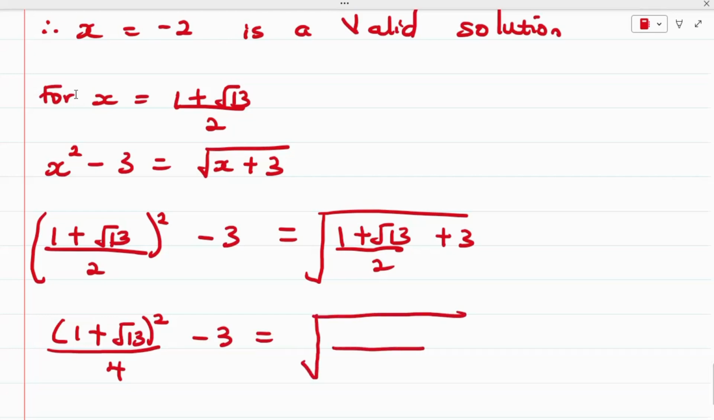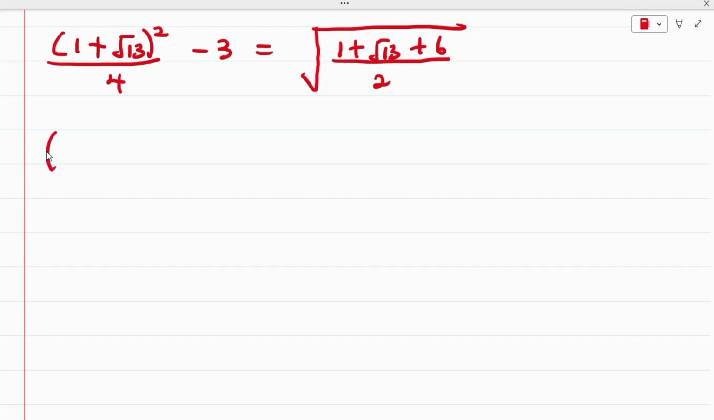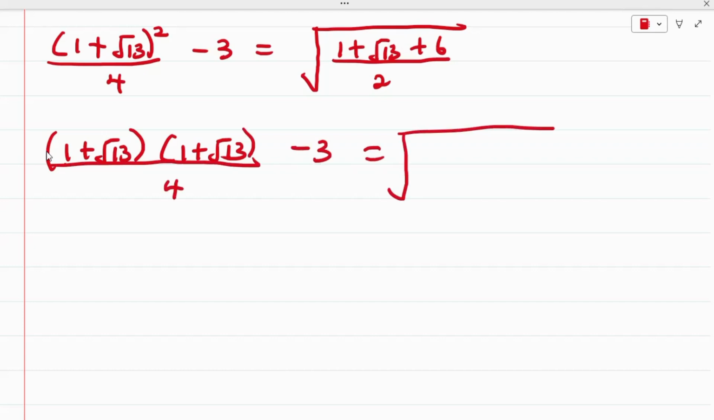look for the LCM here, which is 2. 2 divided by 2 is 1. 1 multiplied by the numerator is going to give us 1 plus root 13. This is over 1. So 1 times 2 is 2. 2 times 3 is going to give us 6. So we have this right here. And the numerator can be expressed as 1 plus root 13 multiplied by 1 plus root 13, over 4, minus 3, is equal to the square root of 1 plus 6, which is going to give us 7 plus root 13 over 2.